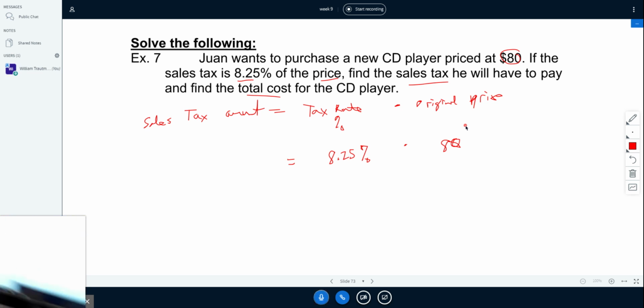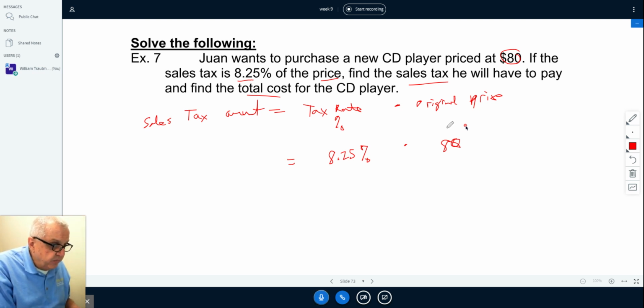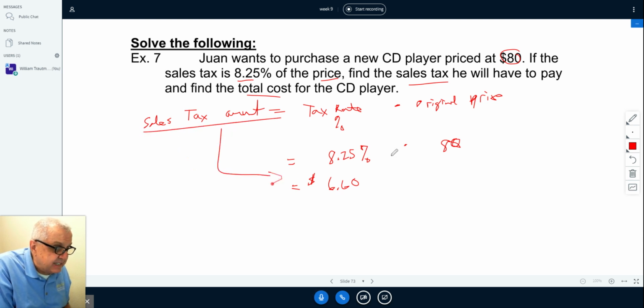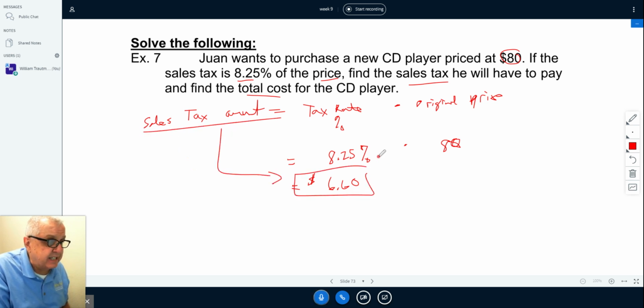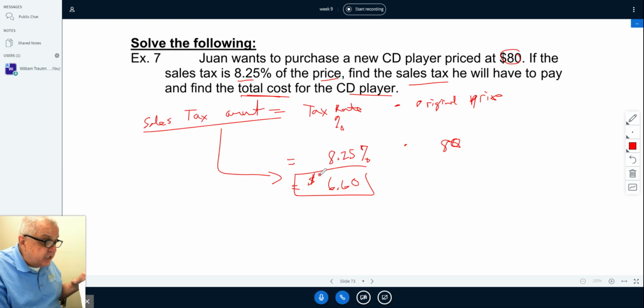Always take money to 2 decimal places. So this problem, it says 6.6 on my calculator, but we always take it to 2 decimal places. So the sales tax is $6.60. The question is, find the total cost for a CD. Well, even on the formula sheet, they tell us the formula for the total price. When you go to the counter and you buy an $80 CD, you're not paying $80. You're paying $80 plus the tax.